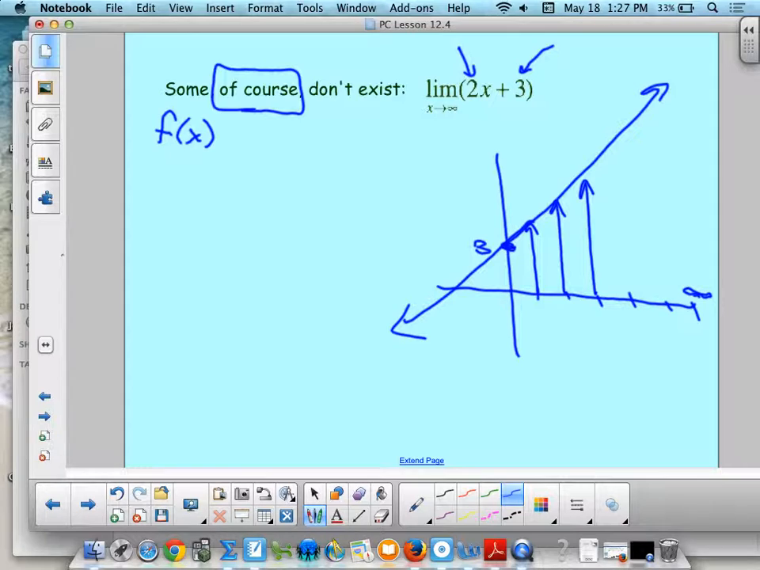How about parabolas? Are parabolas going to have limits when it comes to infinity? Up, up, up, up. All they do is get bigger, bigger, bigger. No, parabolas won't either. All right. How about negative infinity? If I go this way, am I going to bottom out here, guys, and hit an asymptote? No. So, of course, linear and quadratics don't have limits when it comes to infinity.